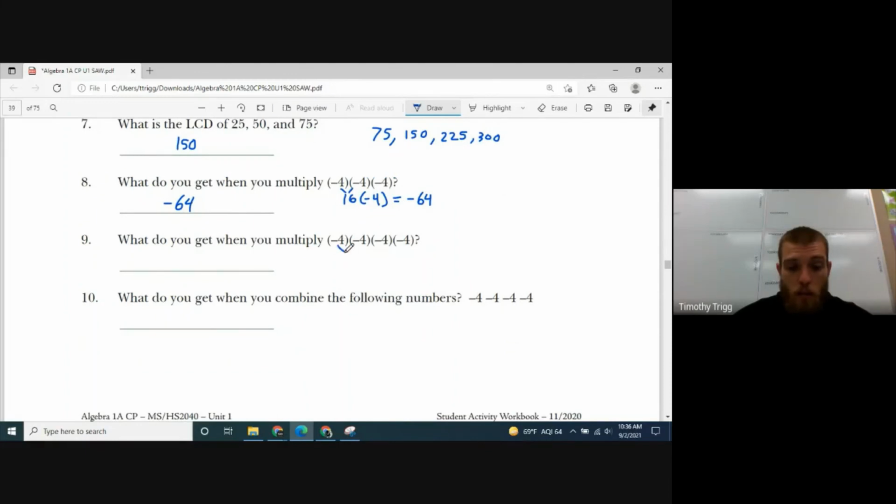Here, -4 times -4 is positive 16. Negative times negative is positive. And I can multiply these together as well. So that makes another positive 16. 16 times 16, I think that's 256.